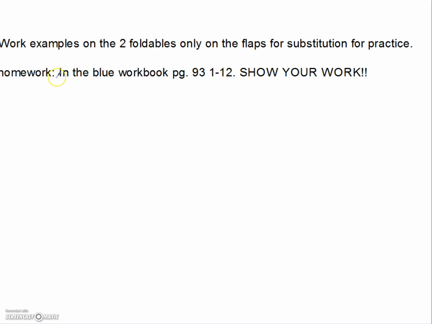You need to work the examples on the two foldables, only the flaps for substitution, please. And those probably don't have as many fractions as that one. And your homework is in the blue workbook that we were working in yesterday. Do page 90.